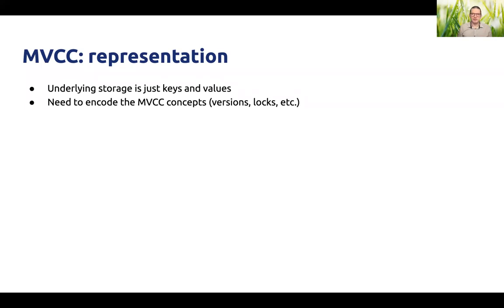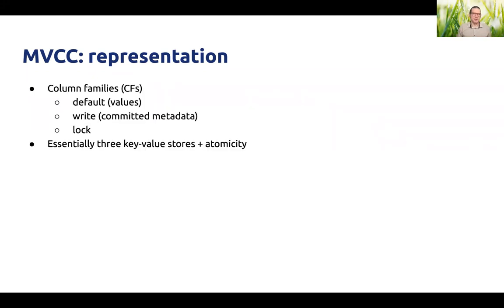And so we need to somehow encode the MVCC concepts, which is versions and locks and multiple versions for a single key, into the underlying simple key-value storage. So this is how it's done. Okay, first of all, we have to have this concept of column families. So a column family is basically just a separate database, in the sense that the domains of keys are disjoint.